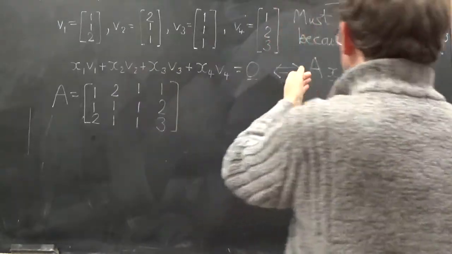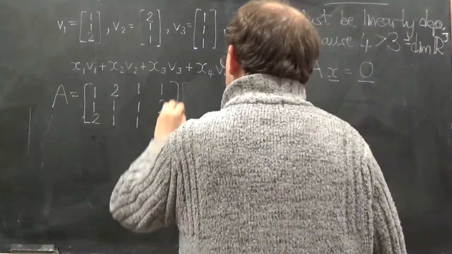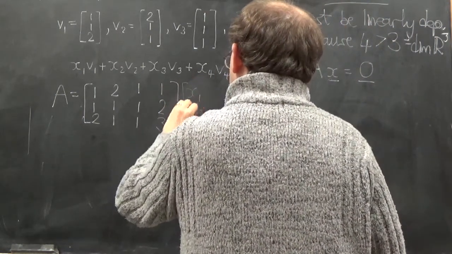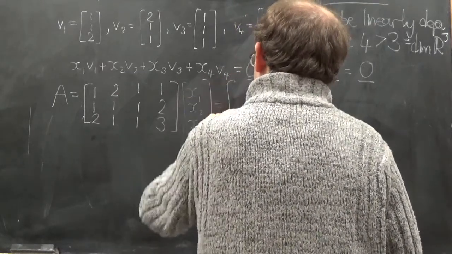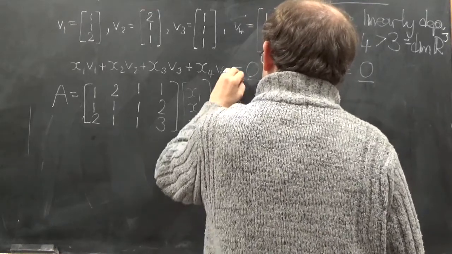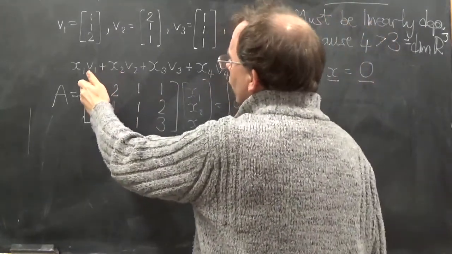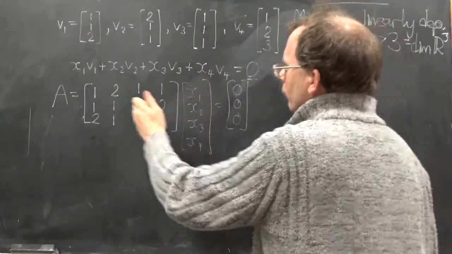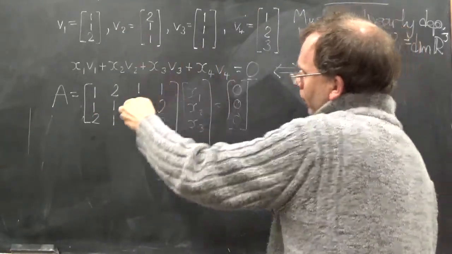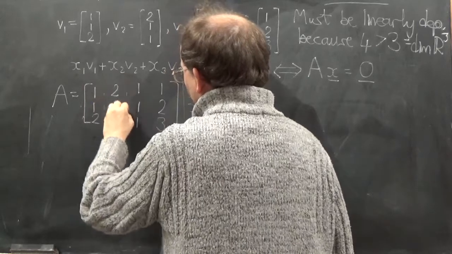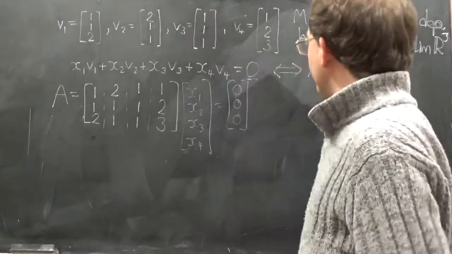This is equivalent to that matrix times the column vector x1, x2, x3, x4, coming out to the 0 vector of length 3. If you multiply this out, then the x1 hits the first column, which is v1, the x2 hits the second column, which is v2, and so on. So you get precisely this linear combination of the columns of this matrix, which by design are these 4 vectors, v1 up to v4.